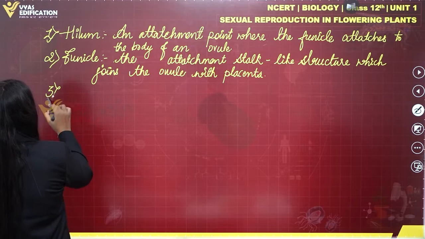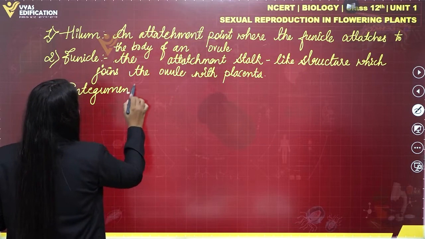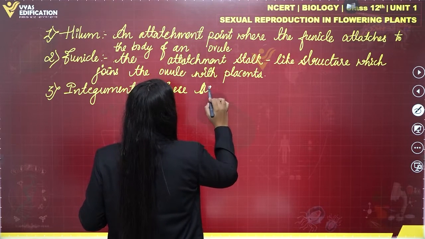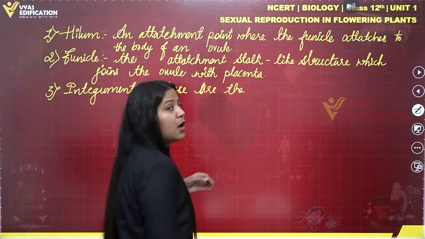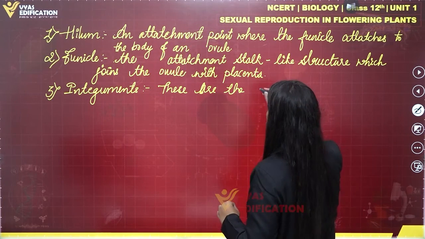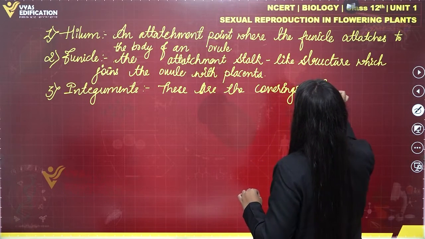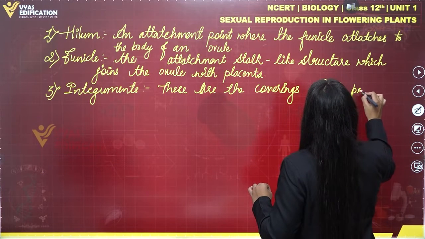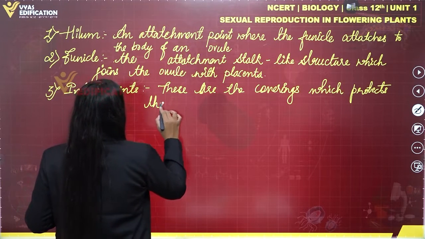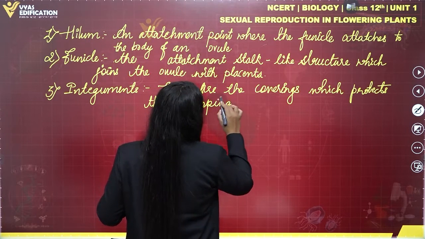Then the third part we have is integuments. What are the integuments? These are the coverings which protect the developing embryo.